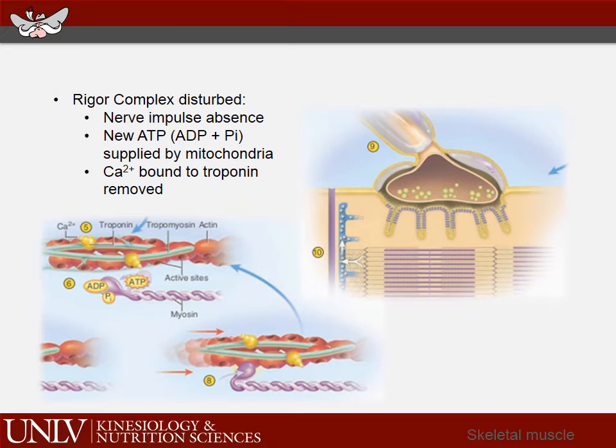In order for the rigor complex, once there's a full contraction of the sarcomere, to be released, a few things need to happen. The nerve impulse must be removed from the neuromuscular junction. Calcium is returned to the sarcoplasmic reticulum from the troponin, which causes tropomyosin to move back into its location, blocking the binding sites on the actin. And finally, the mitochondria replenish the ATP stores at the head of the myosin, by the release of the adenosine diphosphate and the phosphate ion. So now it's replenishing that energy store to go further.